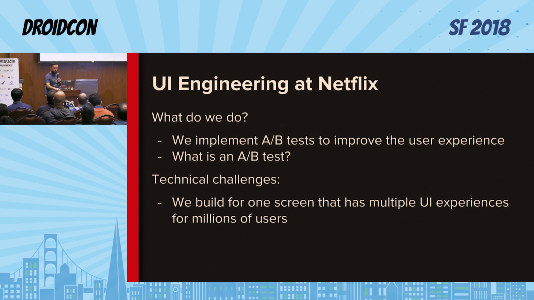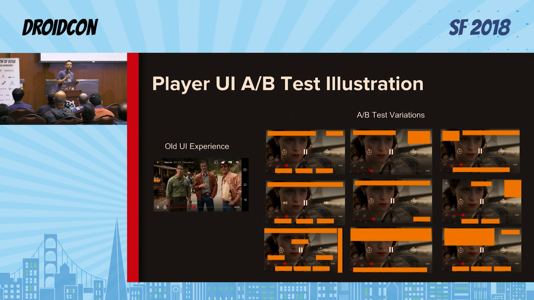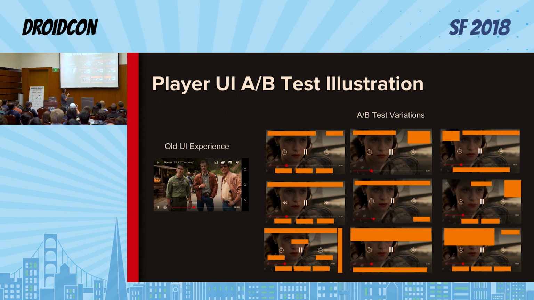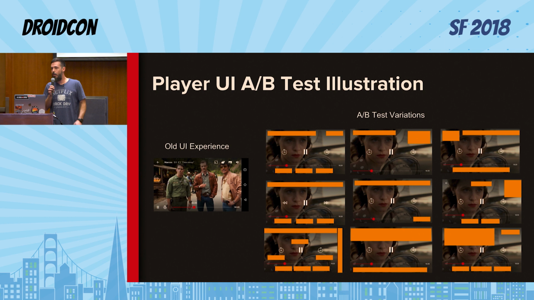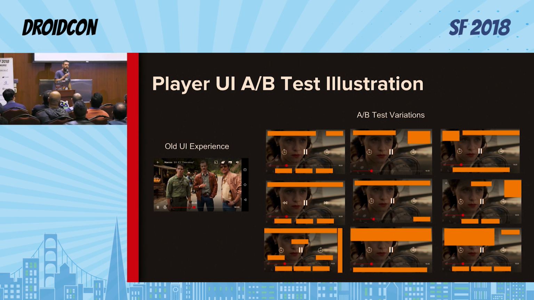The technical challenge with that is how do we code and how do we handle this thing? It's a little bit complex, and this is an example to illustrate that. If you look here on your right, you can see how our old player UI used to be. And then some time ago, we worked on an A/B test that had a lot of different variations of that experience. And we shipped that to a lot of users. We got the data, and in the end, we shipped a new experience. That's the one that I hope everybody's familiar with.